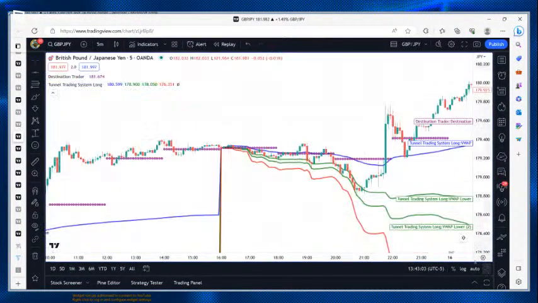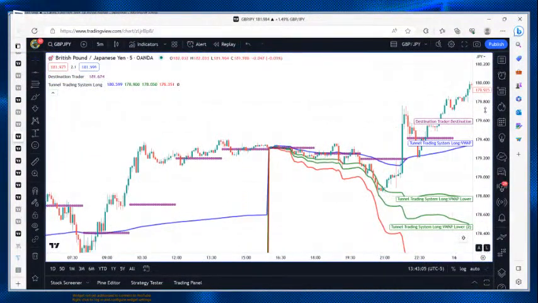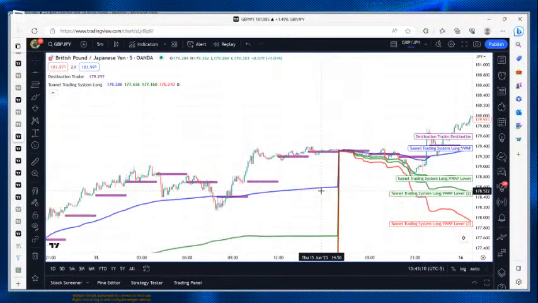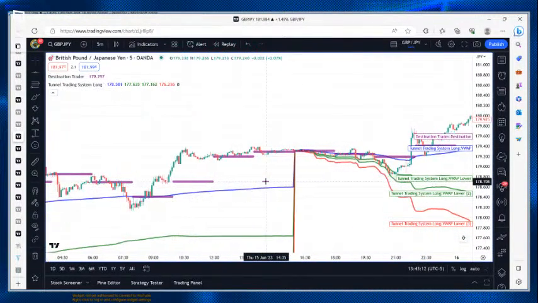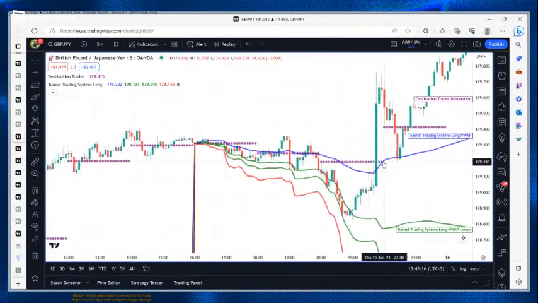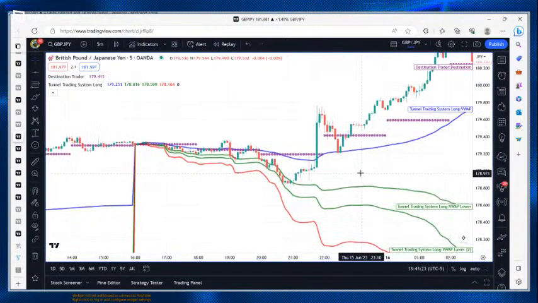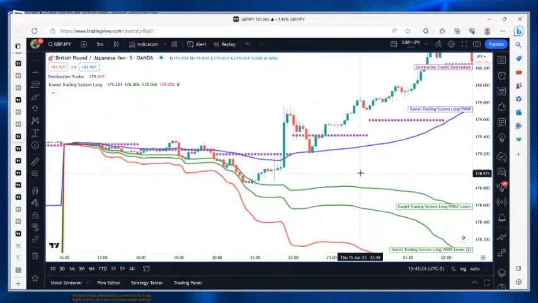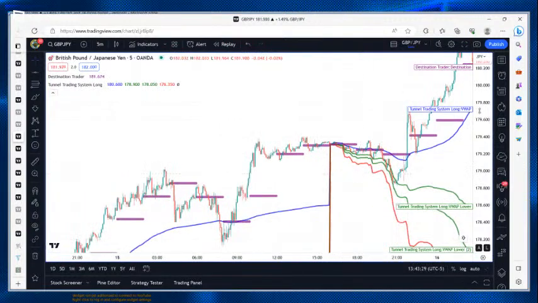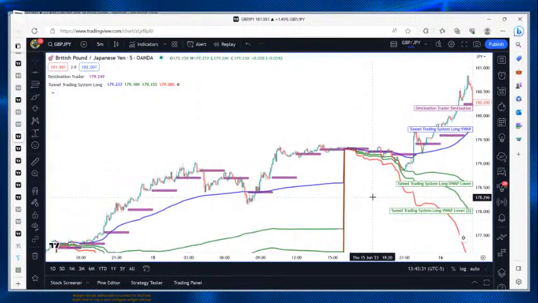This is another strategy that I am currently testing. These purple lines, purple circles, or this line here, what they call the destination trader, it's an indicator. And then you have these green, blue, green, blue and two greens and a red, these red lines, that's tunnel trader. So I've been testing these. This is normally used for futures because futures is more volatile than Forex.